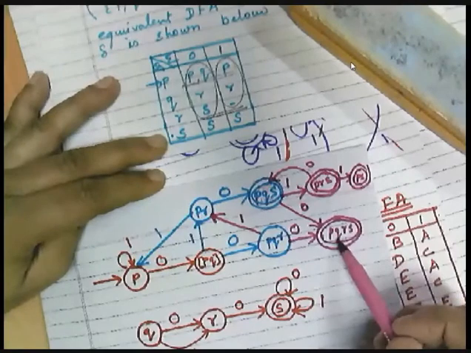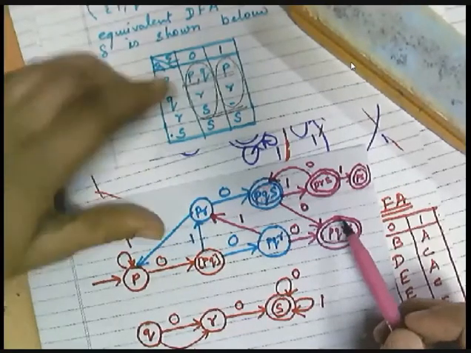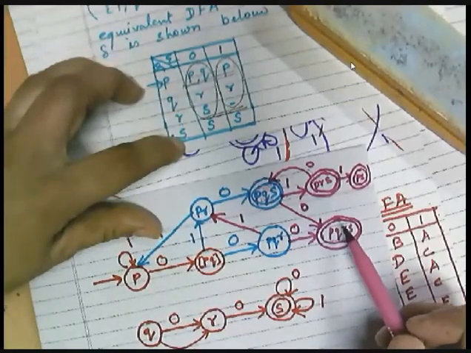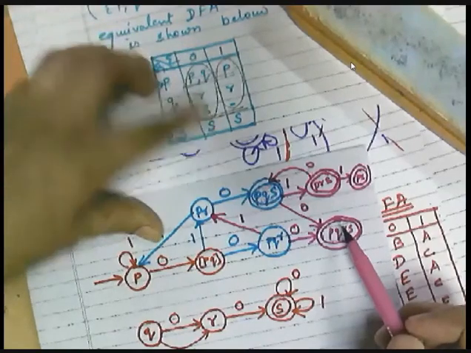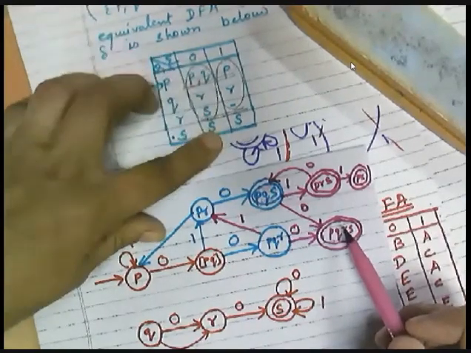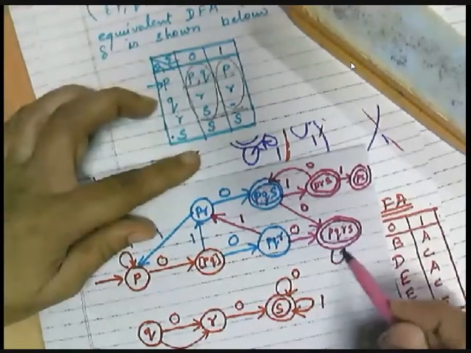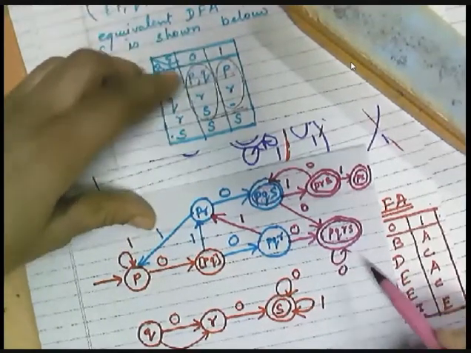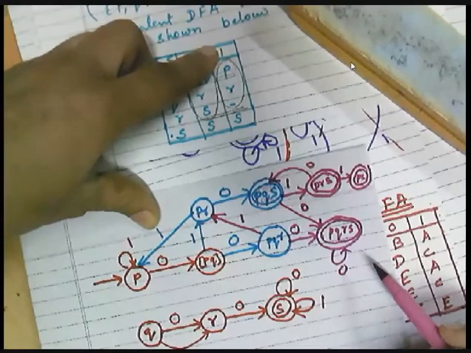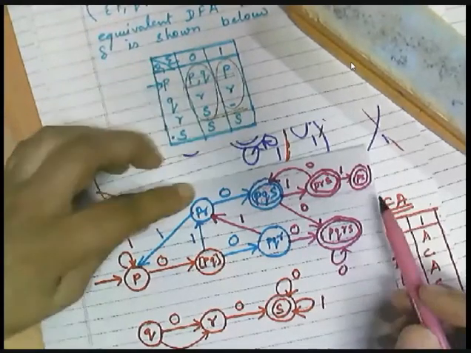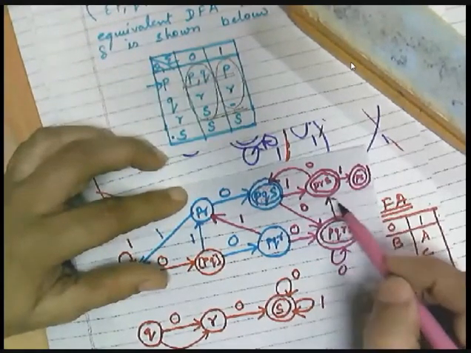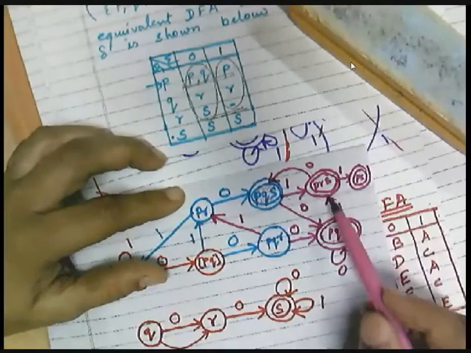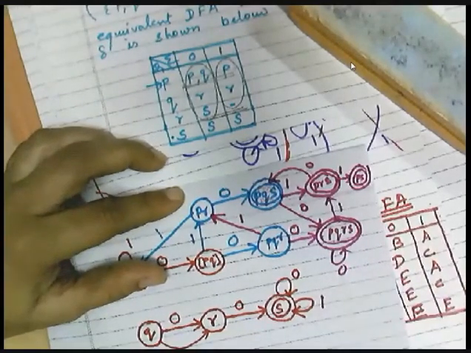Here for PQRS, on 0 we have to combine this whole column, so it is going to give you the same thing. On 0 it is moving to the same state, and on 1 it is moving to PRS. Is PRS available? Yes, it is available. So the turn of PQRS is also over.